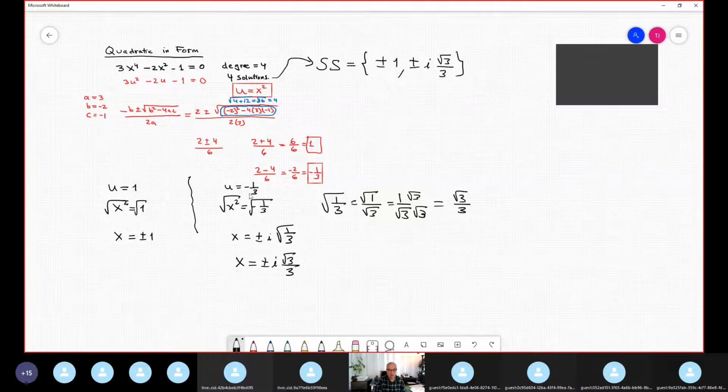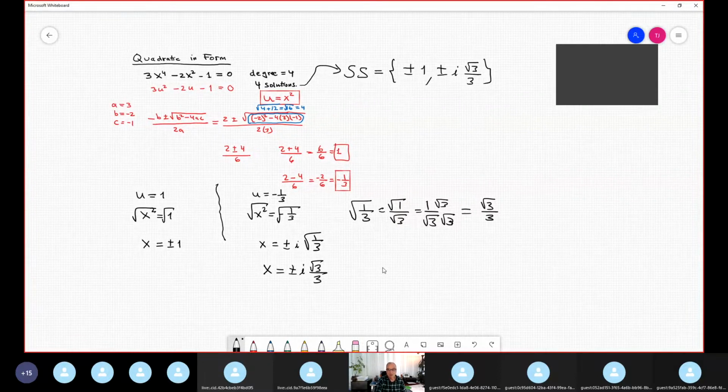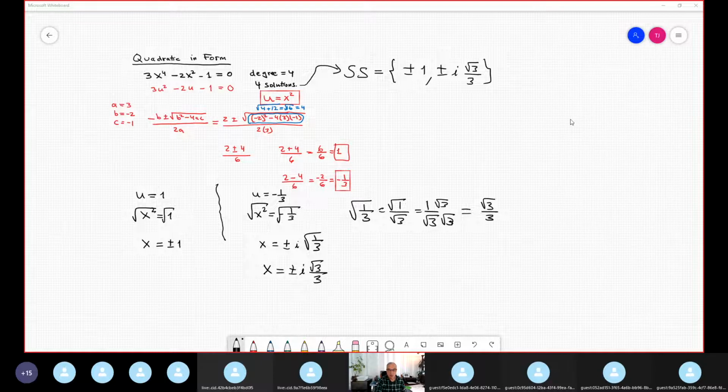Okay? Is it confusing or is it clear? And we apply this always when it's quadratic in form. How do you recognize quadratic in form? Because you have 2 exponents, and the big exponent is twice the smaller exponent. Okay?